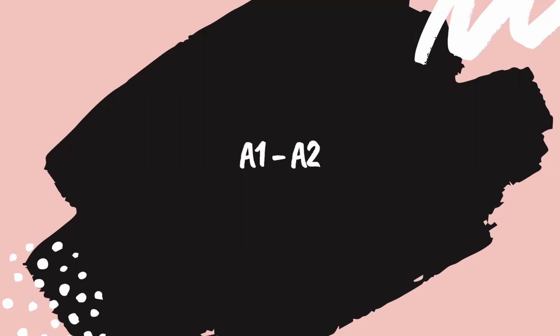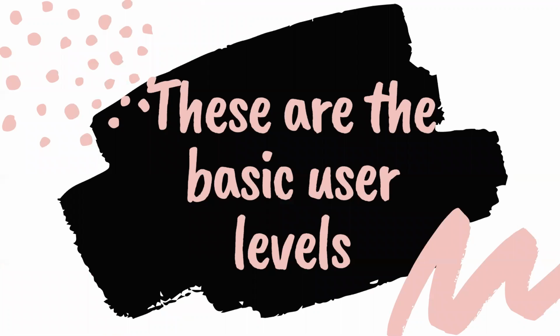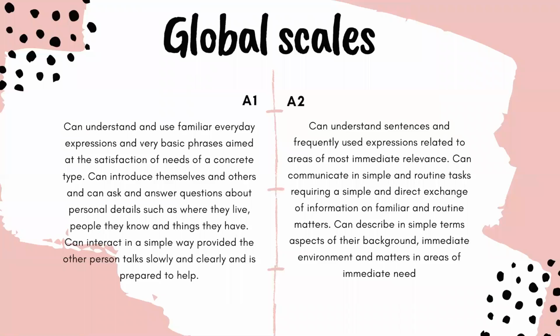Now that we have a general idea of what CEFR is, let's talk about A1 and A2 levels. These are the basic user levels. There are three general scales to evaluate the level of the user: global scale, self-assessment, and qualitative aspects of spoken language use. A1 users can understand and use familiar everyday expressions and very basic phrases aimed at the satisfaction of needs of a concrete type.